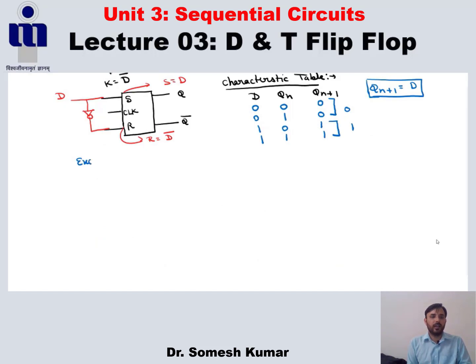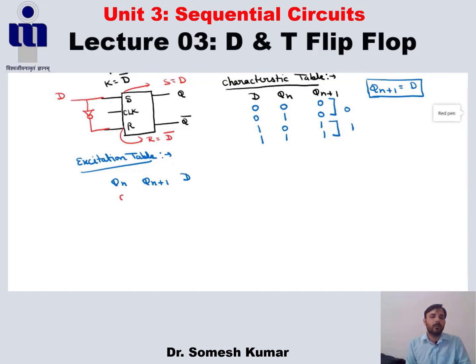Next, we will study the excitation table of D flip-flops. The excitation table means that here we will evaluate the inputs from the outputs. So here in the excitation table, the inputs are Qn and Qn plus 1, and the output is D. Fine. So what happens here?